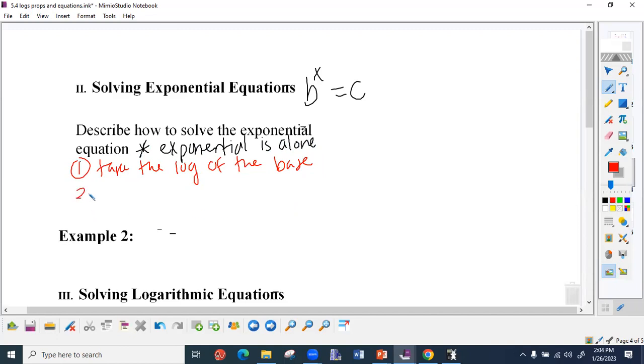After we take the log, we're then going to apply all of our inverse properties. So not just our exponential and log inverse properties. We're going to also apply inverse of addition, inverse of multiplication, and such, okay? And our third step is going to be to simplify.